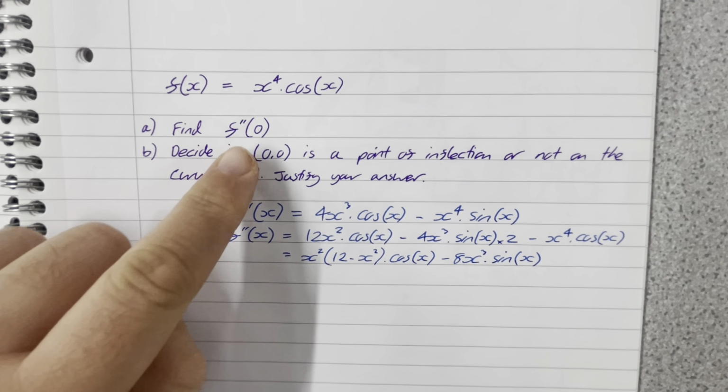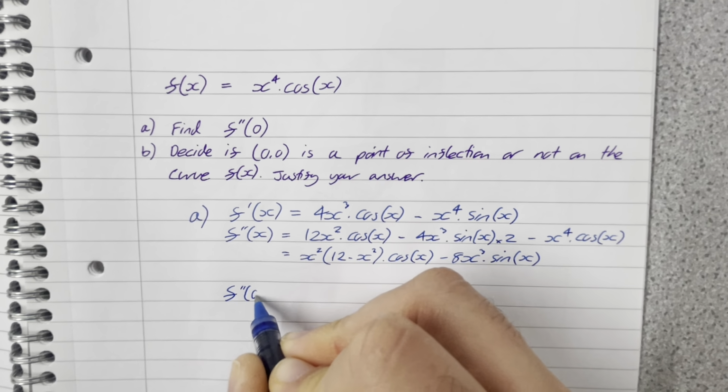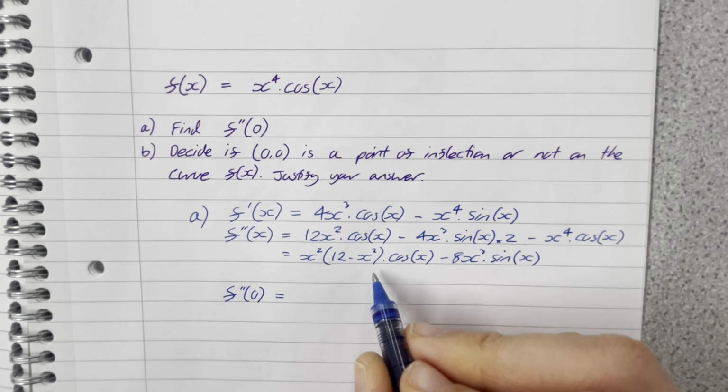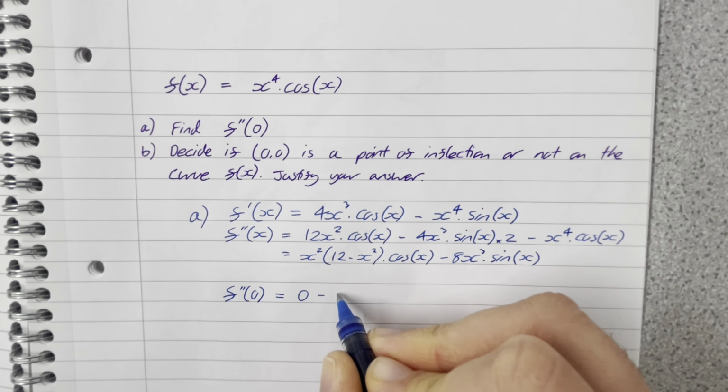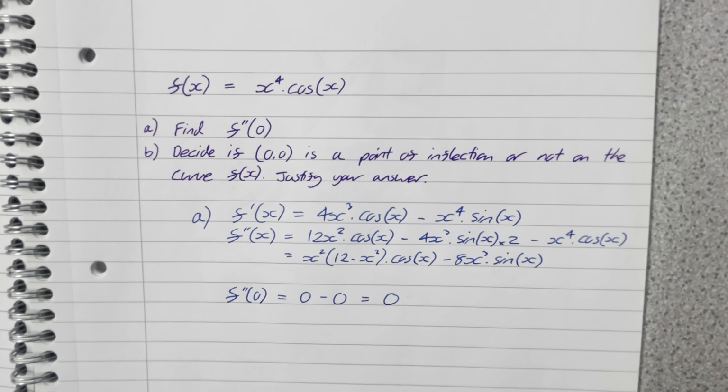The question's asked for f double prime of 0, so let's plug 0 into that. So f double prime of 0 is 0 minus 0, which is 0. Okay, brilliant. f double prime of 0 is 0. Part B.